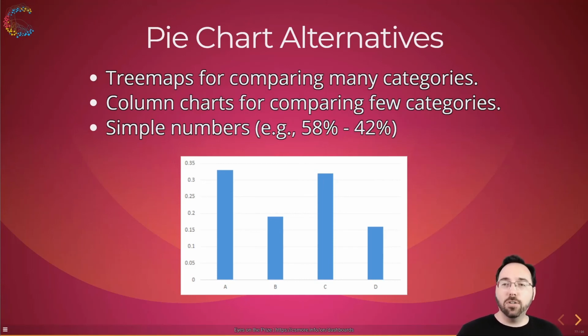So column charts are good if you have a few categories. Tree maps are good if you have a lot of categories. As you get more categories, that pie chart gets crammed with little tiny slices. It's just not going to fit. Simple numbers, just show the number. There's no reason not to simply show a number.